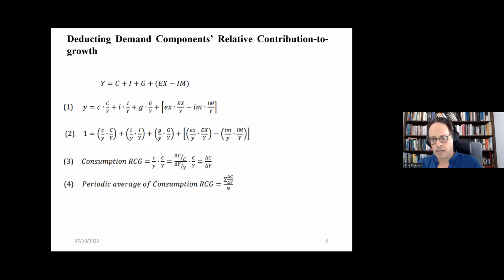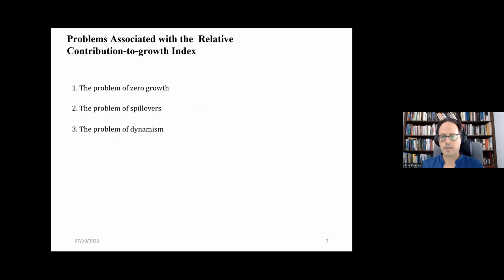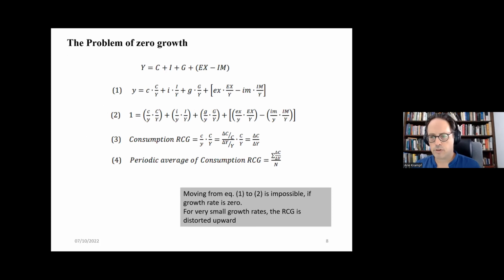Then, at the next stage, we separate this equation into different elements, and this is the definition of the consumption relative contribution to growth, investment RCG, etc. And then the next step is to calculate the periodic average of relative contribution to growth by simply calculating the average. Now, what is the problem with this method? As I said, there is the problem of zero growth, the problem of spillovers, and the problem of dynamics.